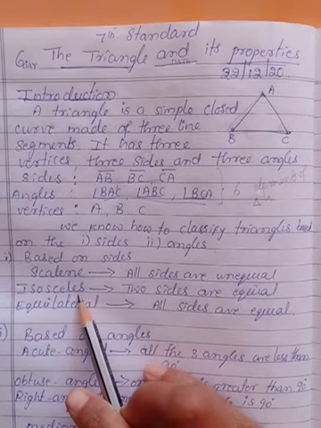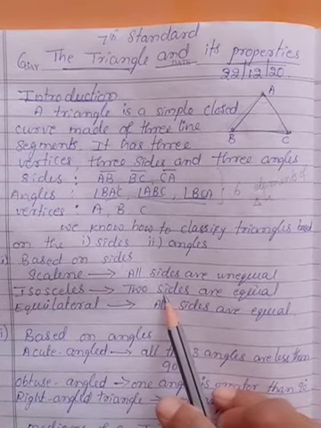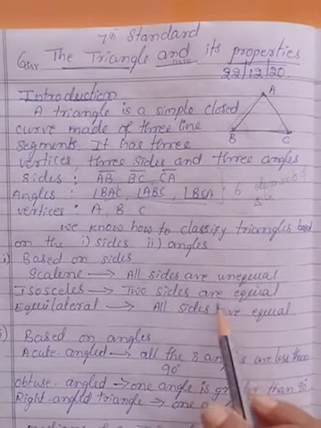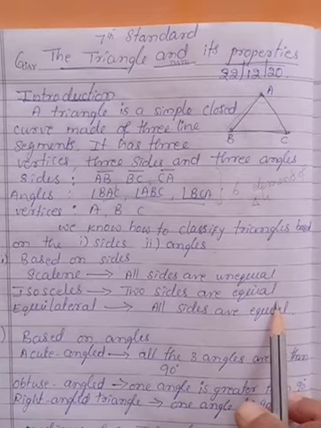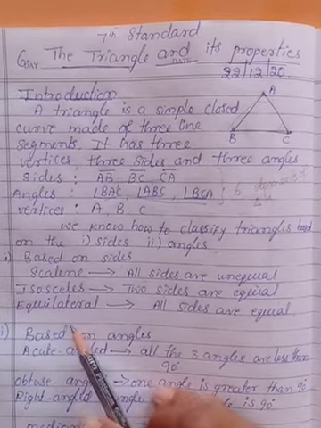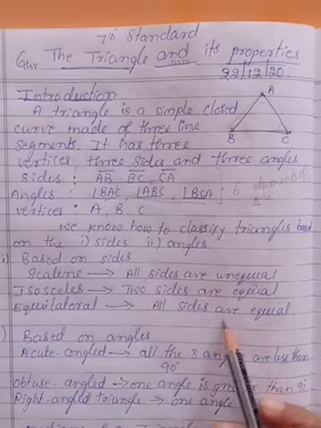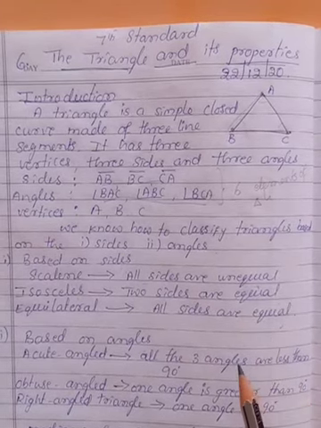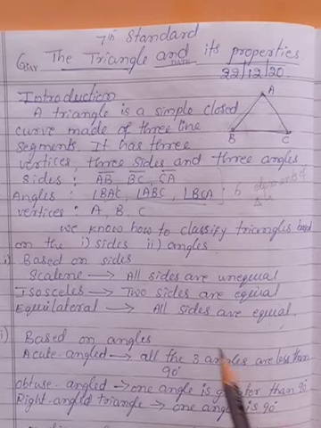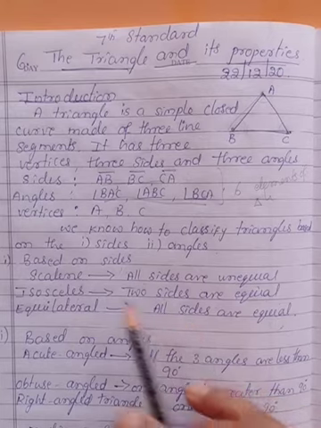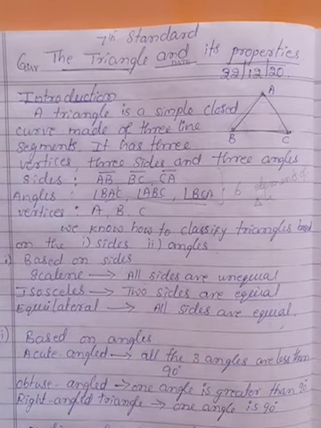The next variety is the isosceles triangle. What is an isosceles triangle? A triangle having any two sides equal. Whereas the third one is the equilateral triangle. Here all the sides are equal. That means all the three sides will be equal. So these three are the types of triangles based on sides.